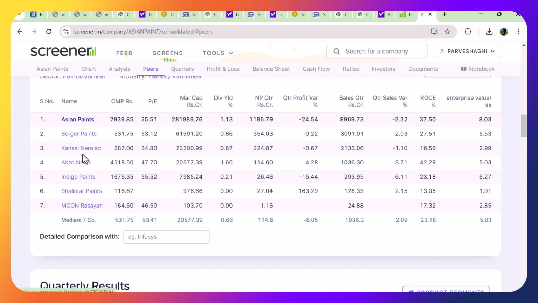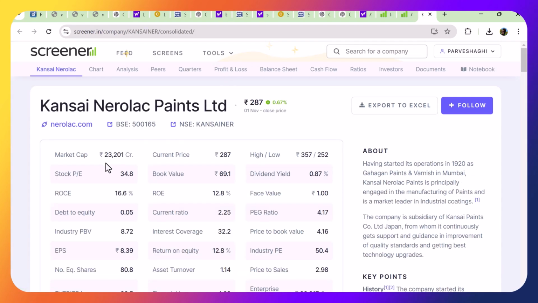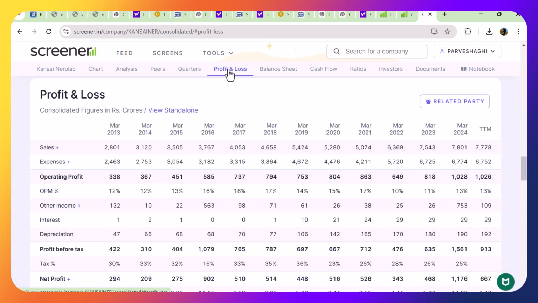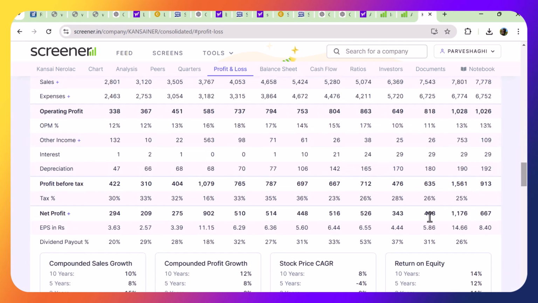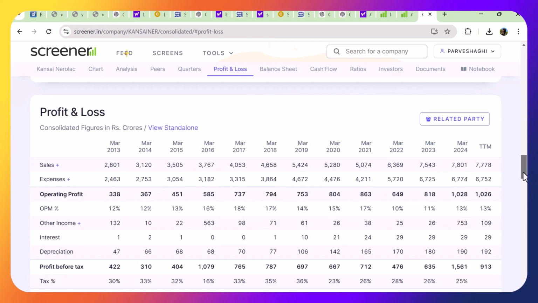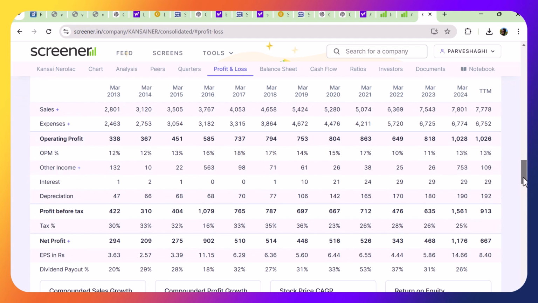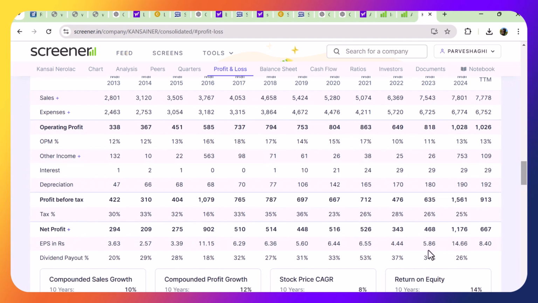So we can look at, for example, Nerolac, and you have to look not only from the market cap perspective, but also at the potential with respect to the EPS. Now, how much is the EPS? The EPS of this company was 5, and it is going to 14.66, but it is going to fall further. It is falling further in the trailing 12 months. Maybe the first half year figures were less.